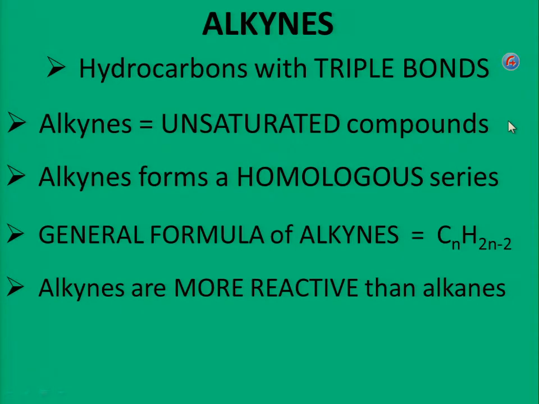Alkynes. Alkynes are hydrocarbons with triple bonds. Alkynes are also unsaturated compounds because they have a multiple bond. Alkynes form a homologous series with the general formula CnH2n-2. Alkynes are more reactive than alkanes.